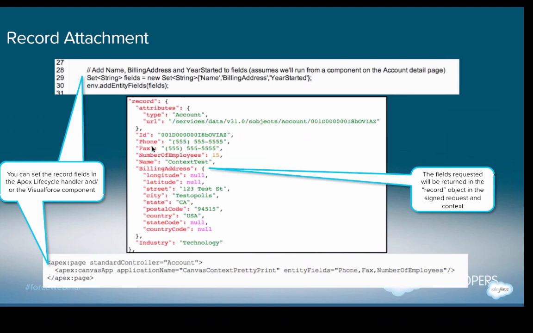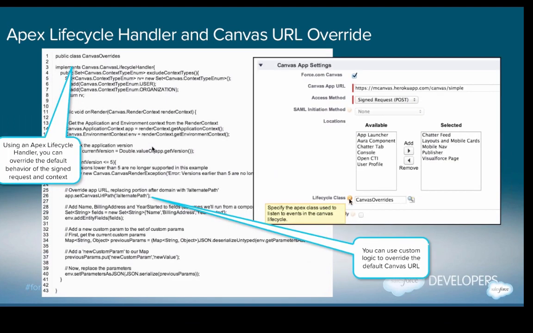Now, an Apex Lifecycle handler is just an Apex class that you can add onto a Canvas app, and it's going to give you some flexibility to override a lot of the default behavior of the Canvas app. It's going to implement the Canvas Lifecycle handler, and you're going to override two methods, excludeContentTypes and onRender. This class is going to run before the app renders, so you can change what's sent in the sign request, and you can inspect the information that's in the sign request already.